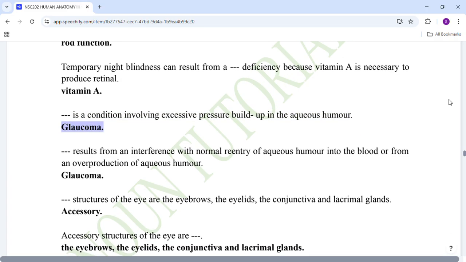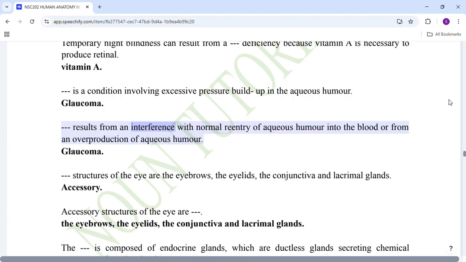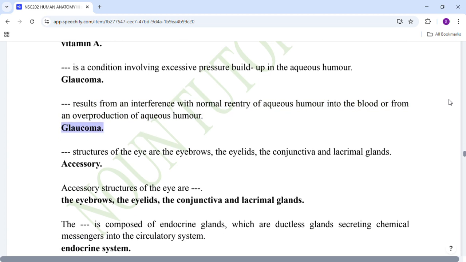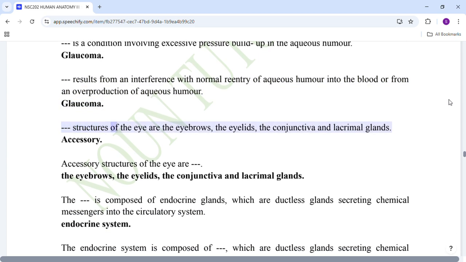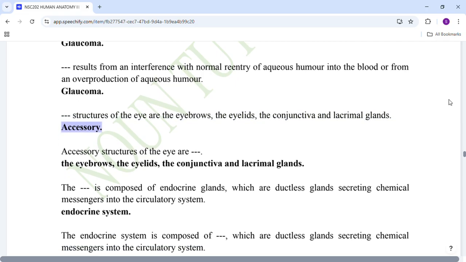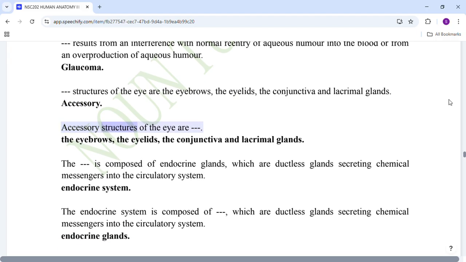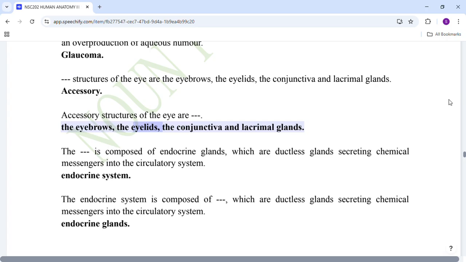Glaucoma is a condition involving excessive pressure build-up in the aqueous humor. It results from an interference with normal re-entry of aqueous humor into the blood or from an overproduction of aqueous humor. Accessory structures of the eye are the eyebrows, the eyelids, the conjunctiva and lacrimal glands.